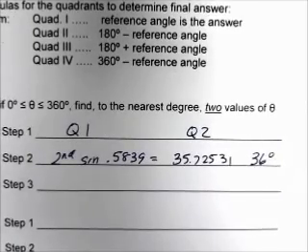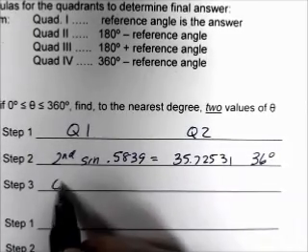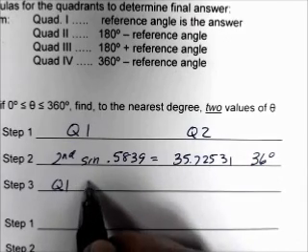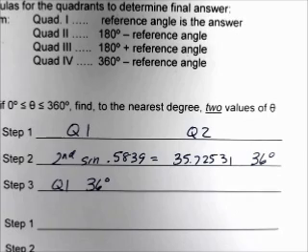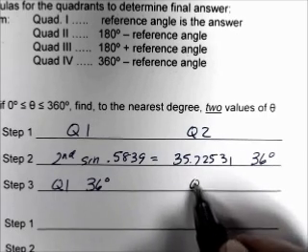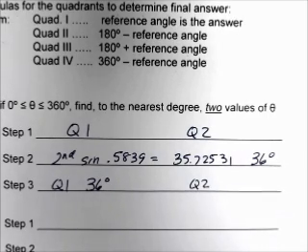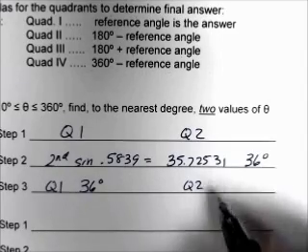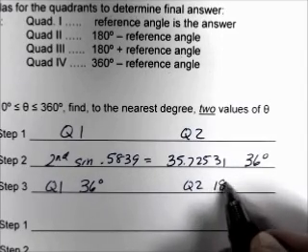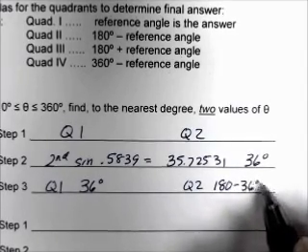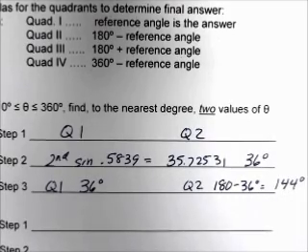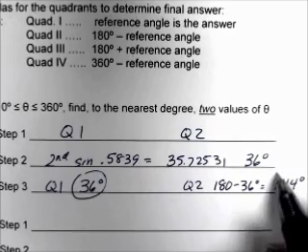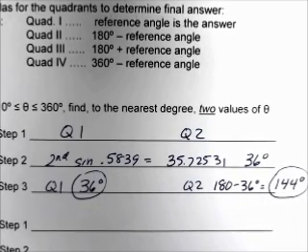All right. So if we're in quadrant 1, a 36-degree reference angle would be its own angle. And if we're in quadrant 2, if we have a 36-degree reference angle, the actual angle itself would be 180 minus 36 degrees, which is 144 degrees. So these are our two values. These are our two angle values, 36 and 144.